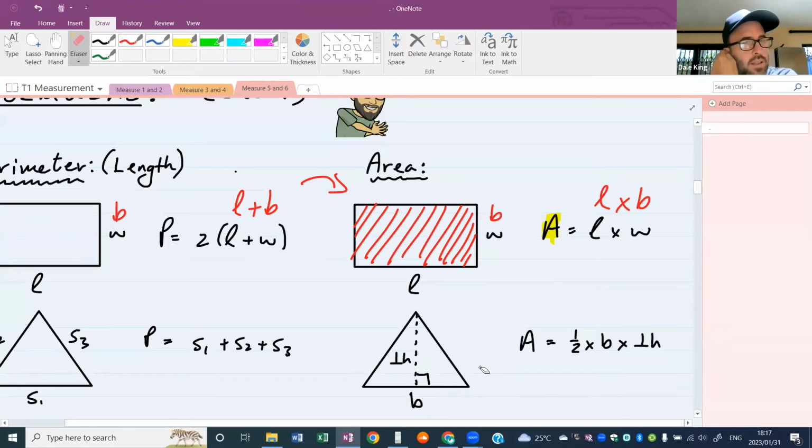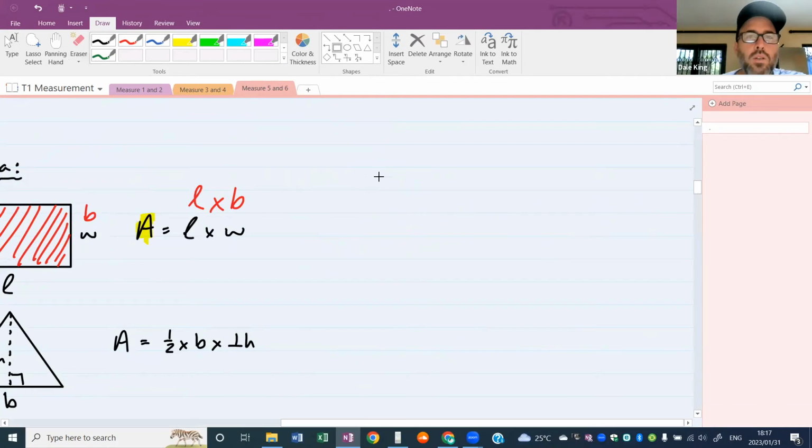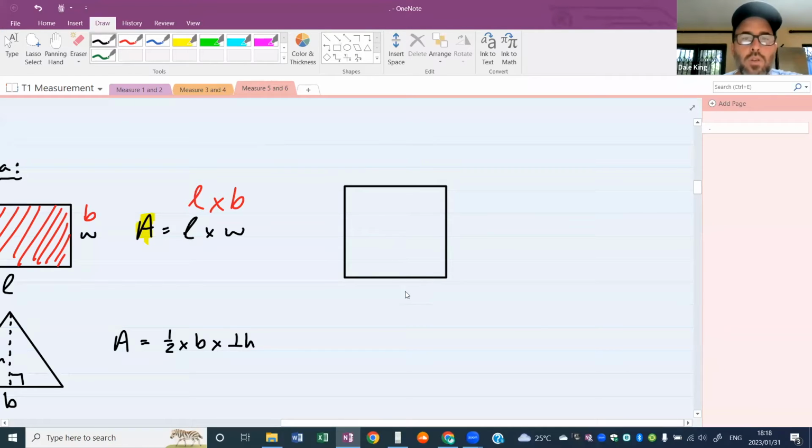Now, squares act in the same way. I haven't drawn a square on you, but they act in the same way. And sometimes, let me go over here and quickly draw a square for you. We don't want a red square. Let's put a square up here. So sometimes when they give you a square, they'll only give you L, and they'll say the area of the square is L squared, to the power of 2.